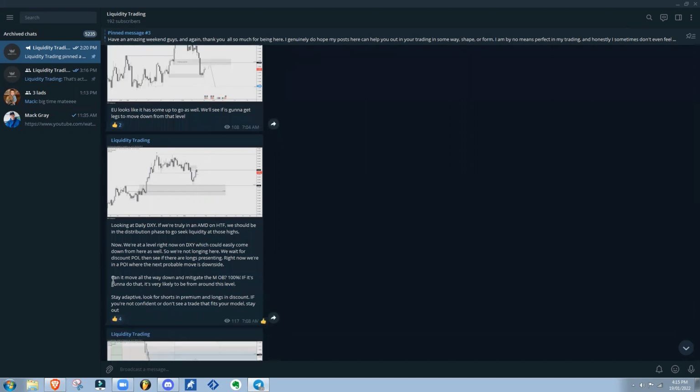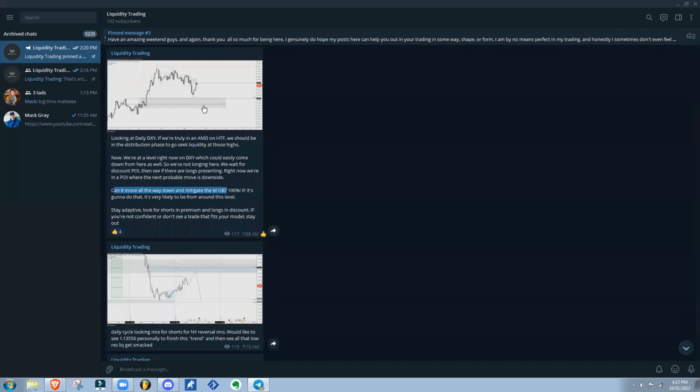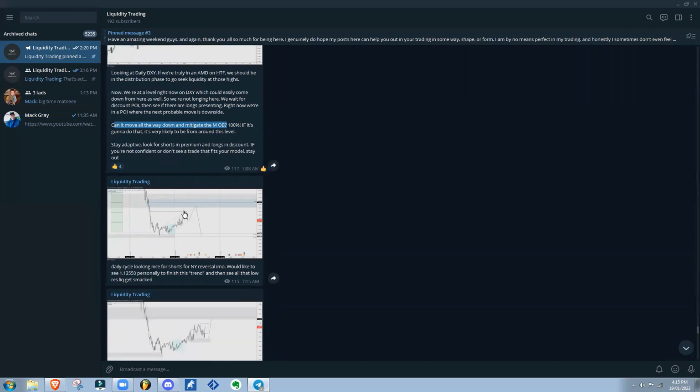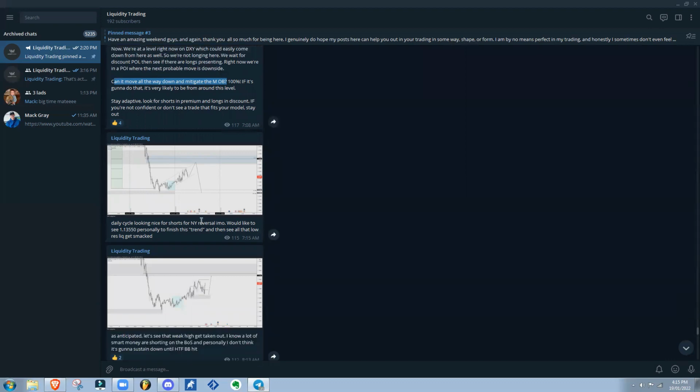That's what I was saying here, right? Can it move all the way down to mitigate the monthly OB all the way down here? I said 100%. If it's going to go down, it's essentially going to come down right from this level. So this is where we should be looking to be shorting dollar, which means longing any euro US dollar. And if there are long options, then we can be looking at taking them.